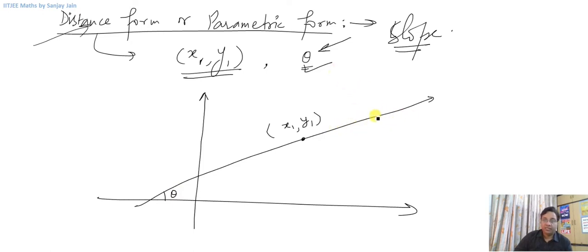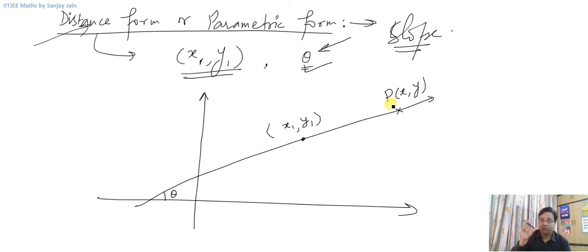Now to write the equation of a line, I need a general point. Let me take a general point here, P, x comma y. You can take this point anywhere on this line, right? Accordingly, this distance will change, and we will find. So this is a general point. You can take it anywhere on this line. Still, the equation will be the same.